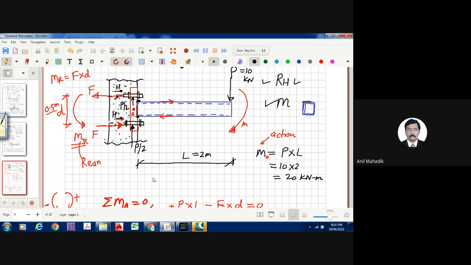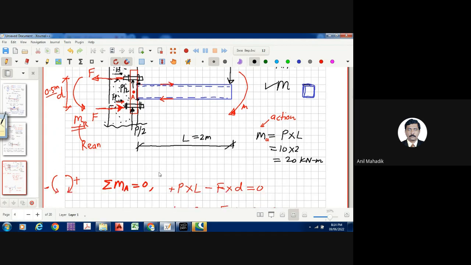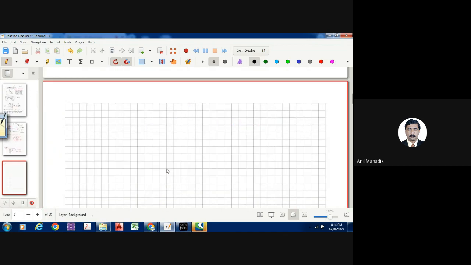Now let's see practically how to do this. So this is one practical example. Let's see some more examples of practice. Let me draw now.